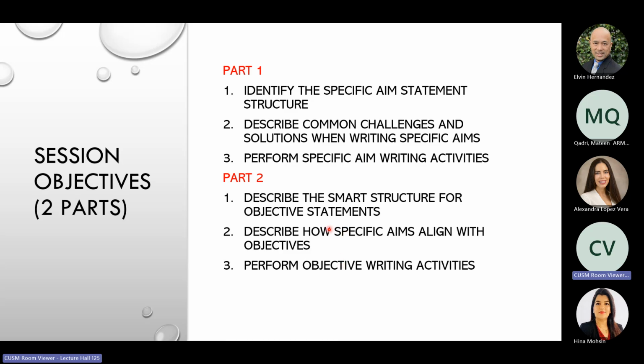It has a very nice linear flow of why we're talking about specific aims first, and how research objectives, those statements, really parallel and push forward those specific aim statements. And then we'll perform a couple of writing activities, not too difficult, but we'll get some practice in writing some of these research objective statements as we push through the second part.